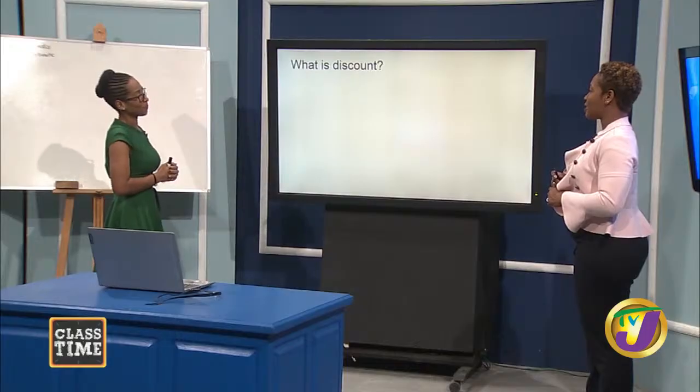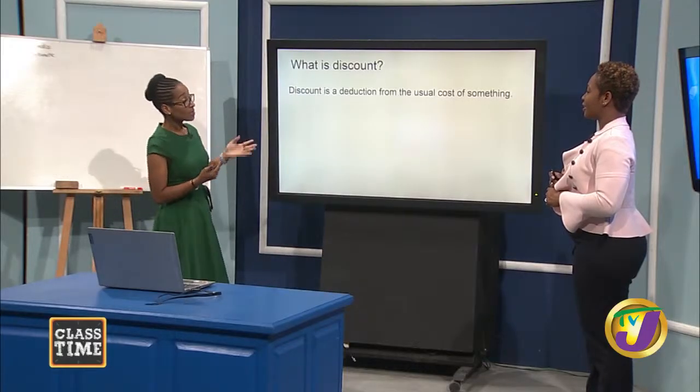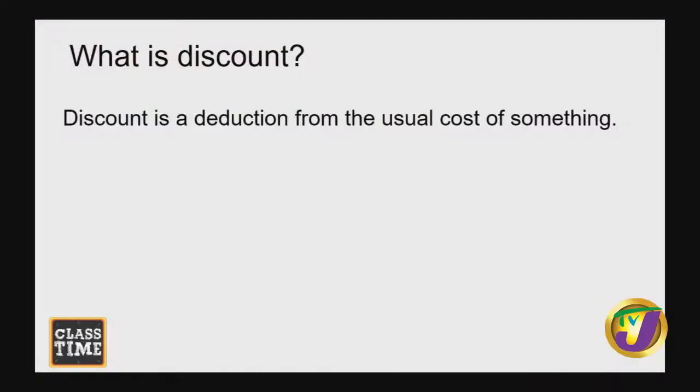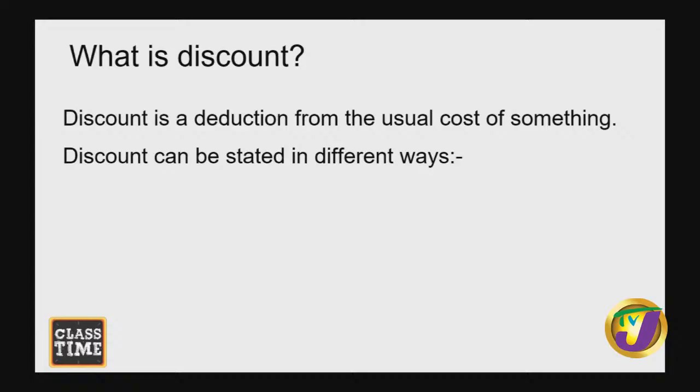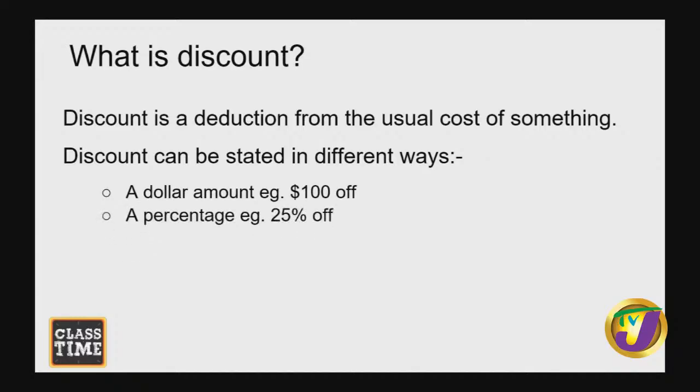All right, so what is discount? Discount is a deduction from the usual cost of something. Exactly. So as you said, you're spending less. Discount can be stated in different ways. It can be a dollar amount, so we can say you're getting $100 off, or a percentage, 25% off, or a fraction, you're getting half off.